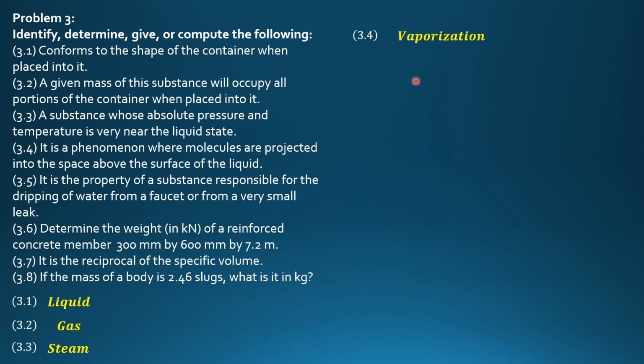It is the property of a substance responsible for the dripping of water from a faucet or from a very small leak. So first, it will hold the size of that droplet which is about to fall when the size is still very small. Then when the leak continues, its size will increase until the weight is such that this property of the fluid can no longer hold the weight of the substance, so the droplet will fall. So it is the surface tension.